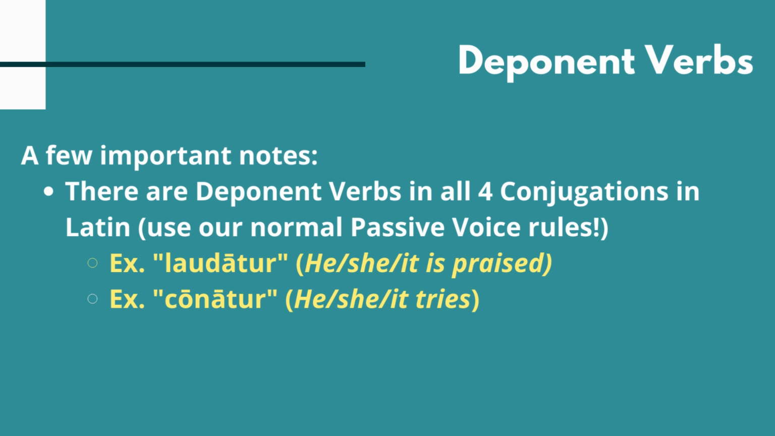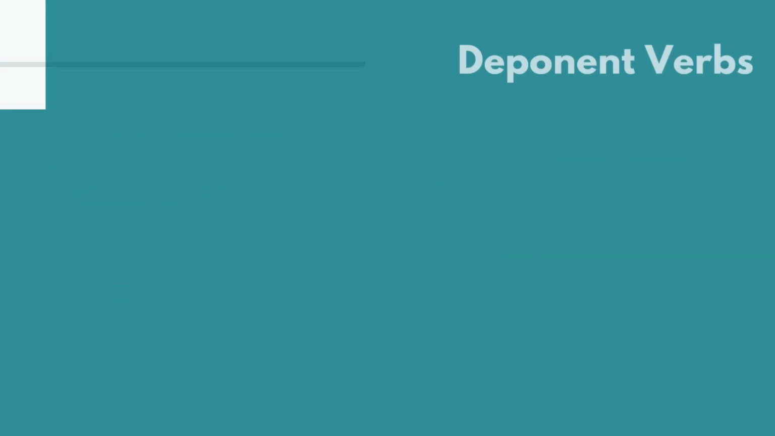Okay, so same idea. You have laudator, he, she, it is praised. That's a non-deponent verb. It would be translated passively. But conator, which has the same ending, and it actually is the same vowel because they're both first conjugation, is deponent. So conator means he, she, it tries. It's got the active translation. So again, there's the difference. Laudator is not deponent. Someone is praised. Conator is deponent. So we say someone tries.